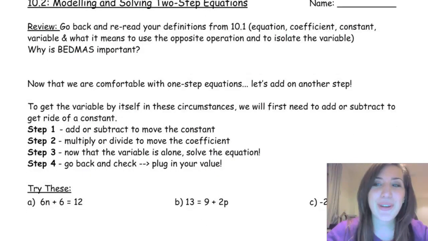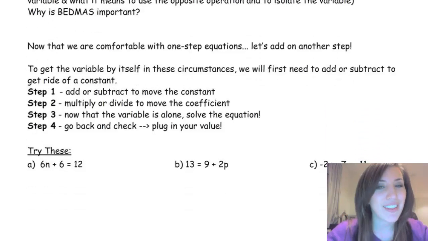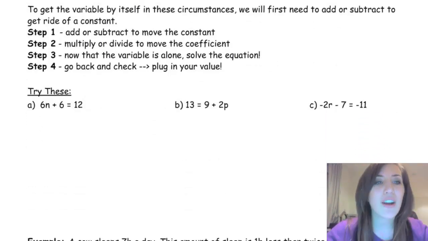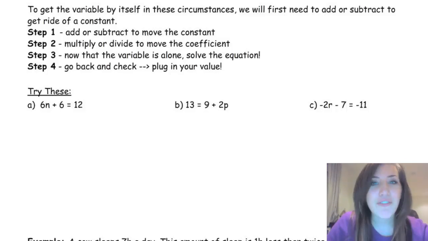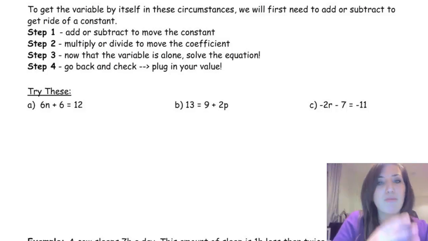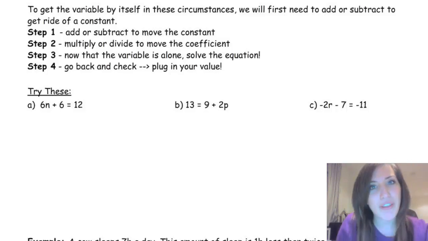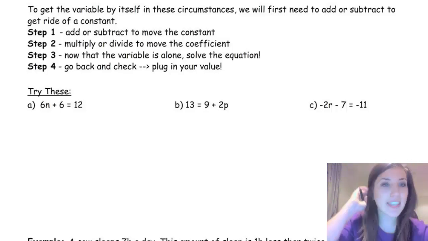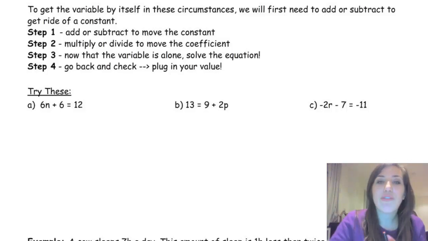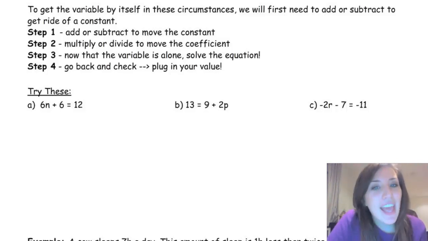And now that we're comfortable with one-step equations, we're going to add on that second step. Here are some hints to make sure you are doing these kinds of questions properly. The first thing you need to do to get your variable by itself is to add or subtract the constant, in order to move it around and get it away from the variable. Then the second step, to get the coefficient away from the variable, you need to multiply or divide. And then once your variable is alone, you get to solve your equation.